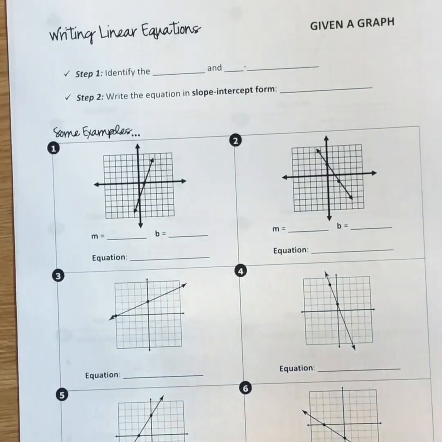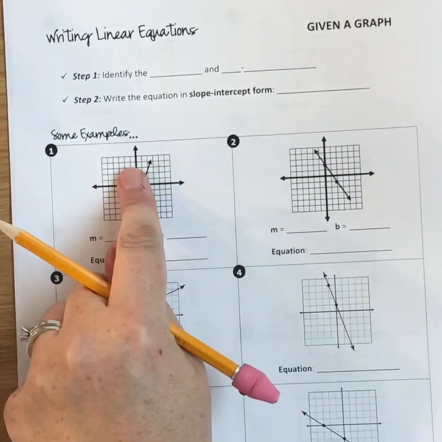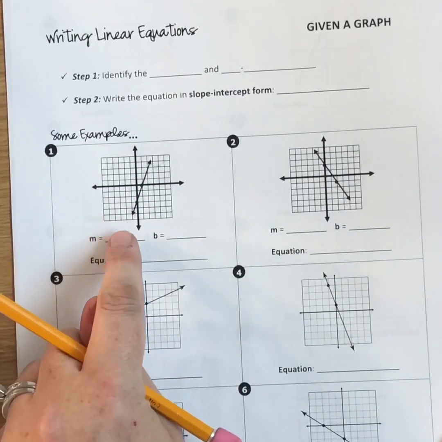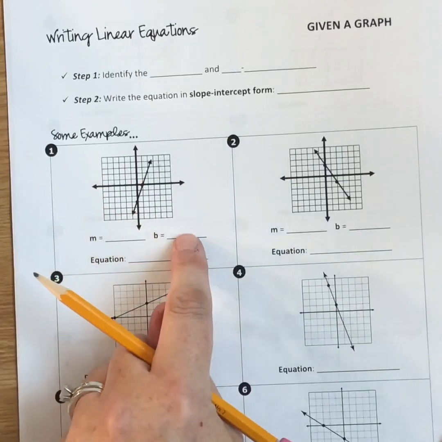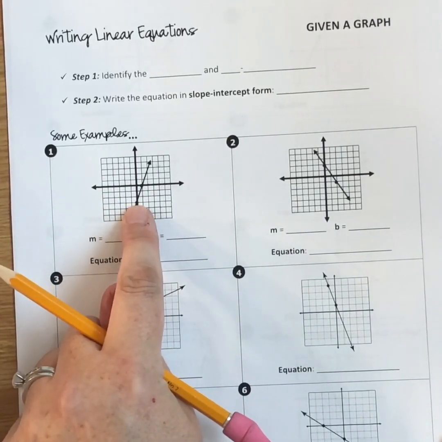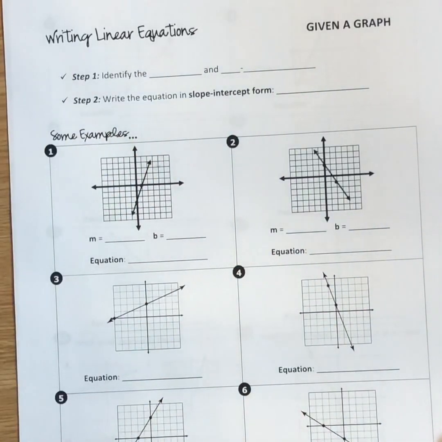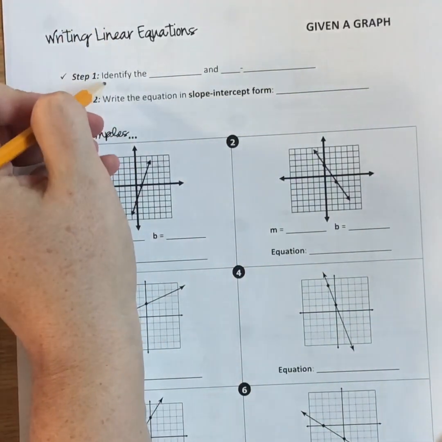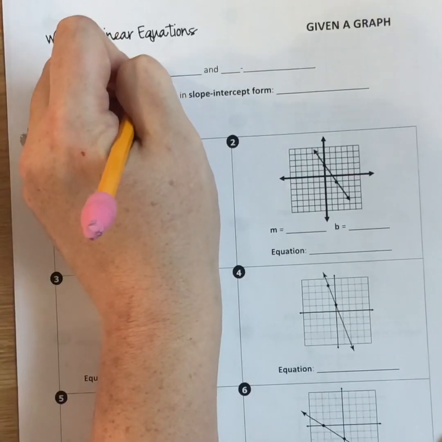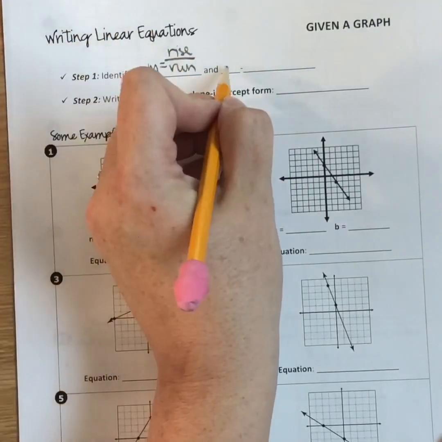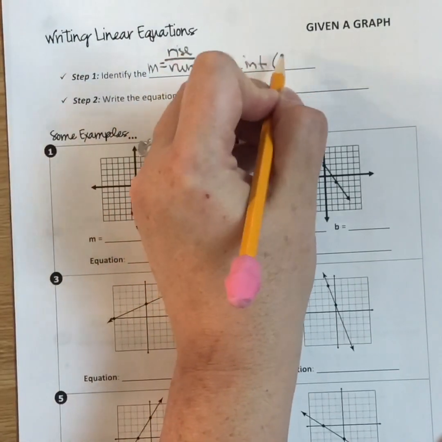Last part of the lesson, now we're doing the opposite. We have the graph, and all we need to do is read the m by counting rise over run, and read the b, which is just basically naming the y value where it crosses the y-axis, or the y-intercept. So step 1: identify the slope, which I'm going to say m, with the rise over run, and the y-intercept, which I'm going to put as the b.